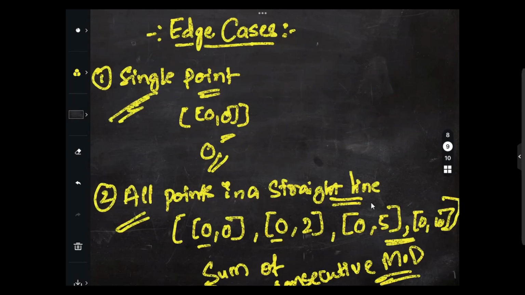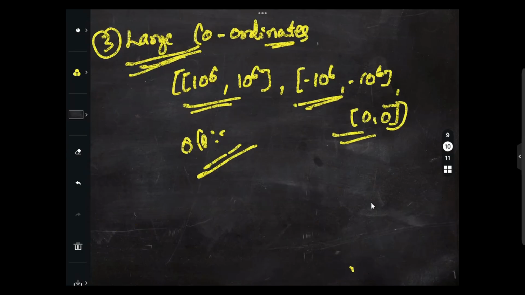First we considered for the single point. First edge case was for the single point. Second edge case was for the all points in a straight line, and third edge case was for large coordinates. So I hope all the edge cases are clear. Now let's start writing the code.